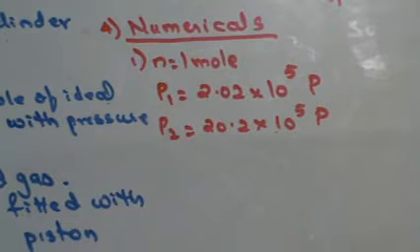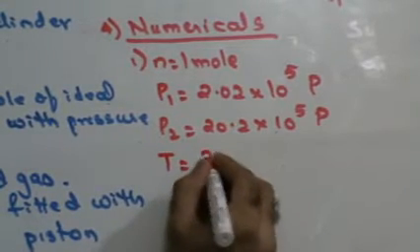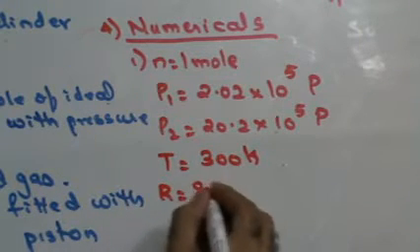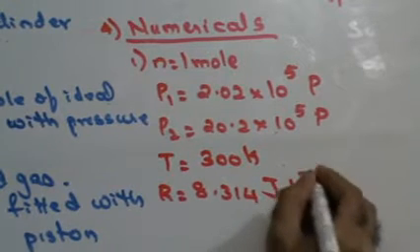Calculate the work done when 1 mole of an ideal gas is compressed isothermally and reversibly from 2.02 into 10 raised to 5 pascals to 20.2 into 10 raised to 5 pascals at 300 Kelvin, when R is 8.314 joules per Kelvin per mole.